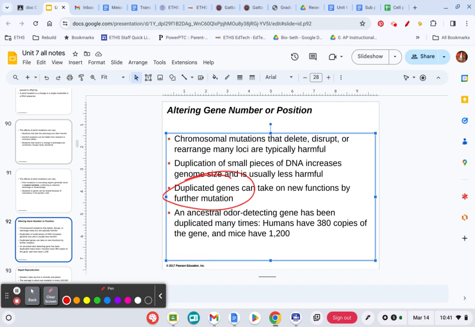Another example of that is if you look at humans, there's an odor detecting gene. I don't know what it's called. Humans have 380 and mice have 1,200. So they obviously went in a different route, and smell became much more important to mice than it does to human beings. I mean, we smell pretty good, but not as well as rodents do in general.